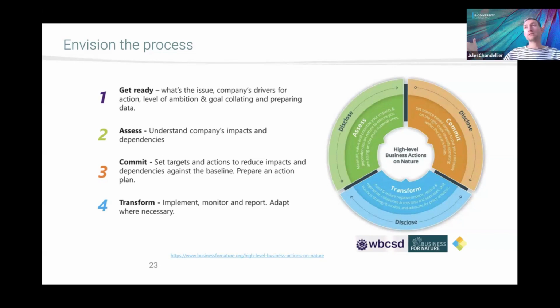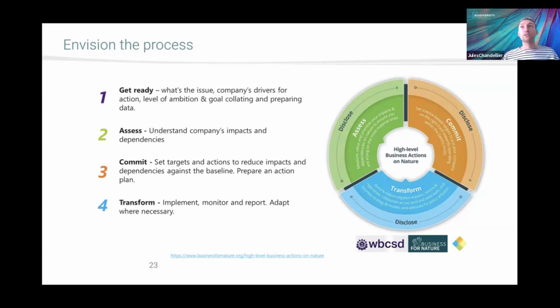Then once you have a better understanding of what your impact and dependencies are as a company, you'll commit. So you'll set targets and plan some actions to actually act on these impacts and dependencies. And then the fourth step is to transform. So it's to implement those actions, to monitor those actions to see if you have the good results you were expecting or not, and then to report. And once you're doing this year by year, you can start adapting and transforming your business to better integrate biodiversity. So this is the global step-by-step framework that you would follow.